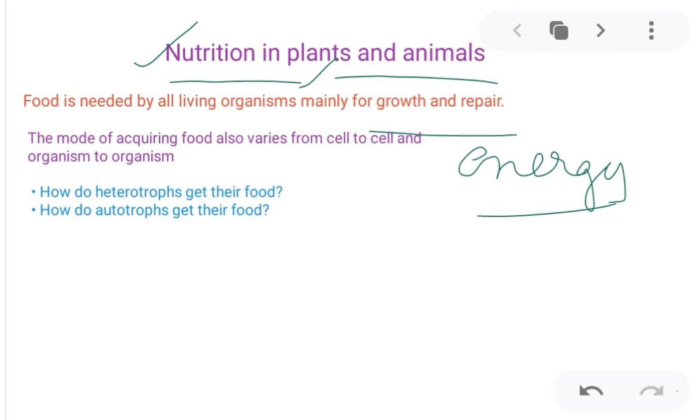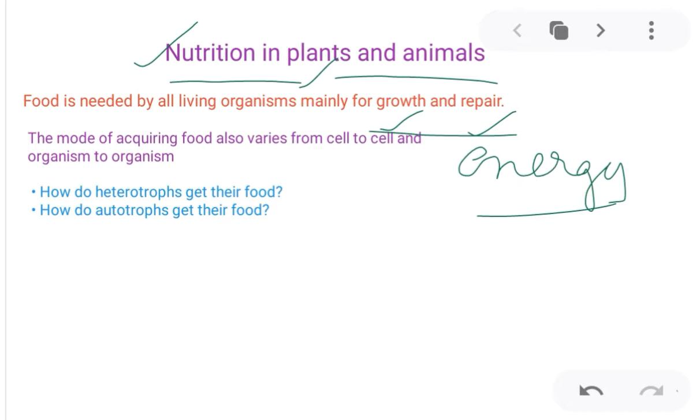Maybe that is a multicellular organism or a unicellular organism, or that category belongs to plants or animals, whatever it is. Every living being requires energy to perform their metabolic activities, which are responsible for growth as well as repairing of the cells. Even some of the organisms need food to maintain body temperature also.